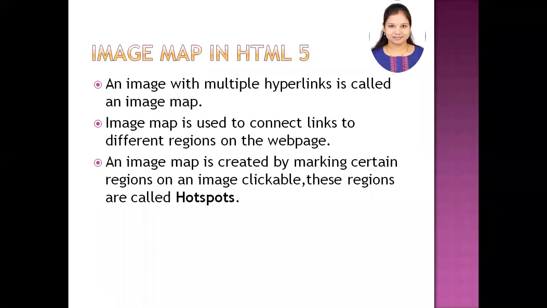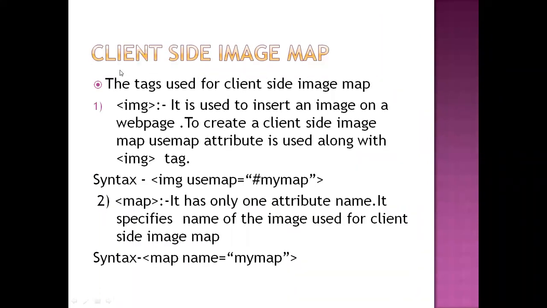Image map is used to connect links to different regions on the web page. An image map is created by marking certain regions on an image clickable. These regions are called hotspots. Now we will see client-side image map, and which tags are used for it.